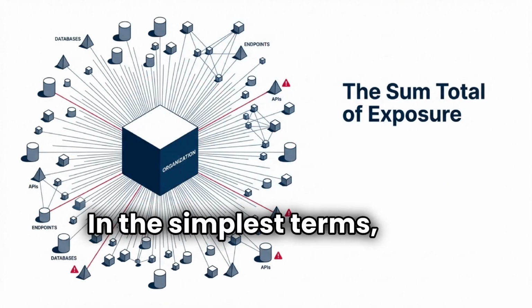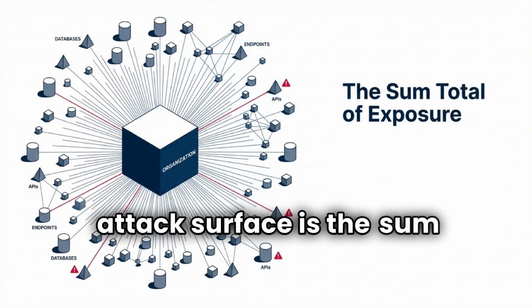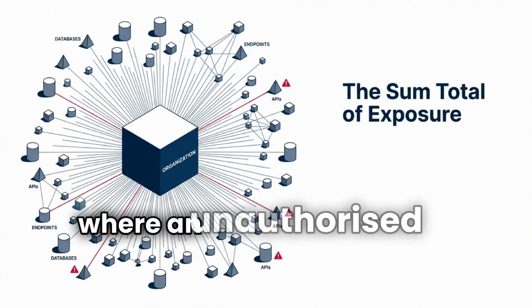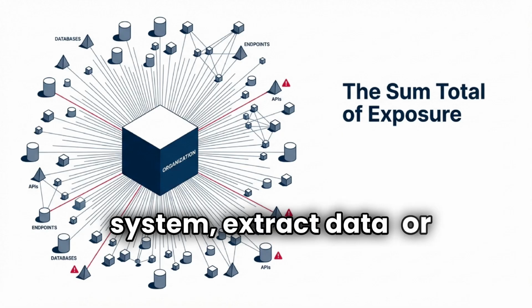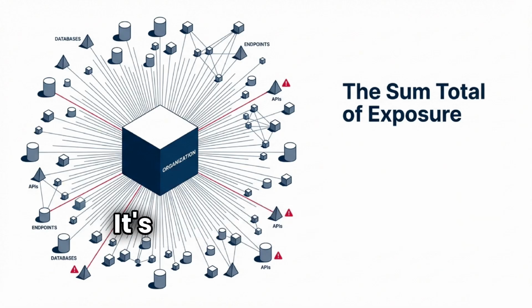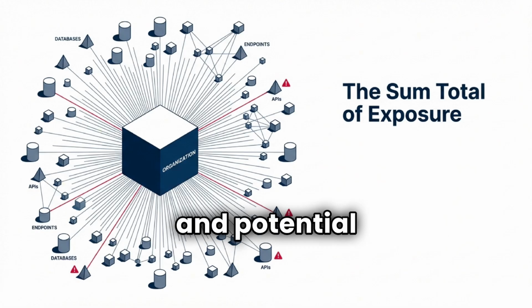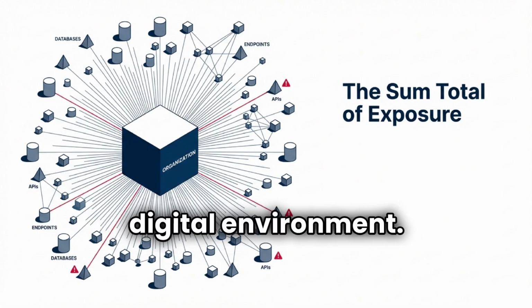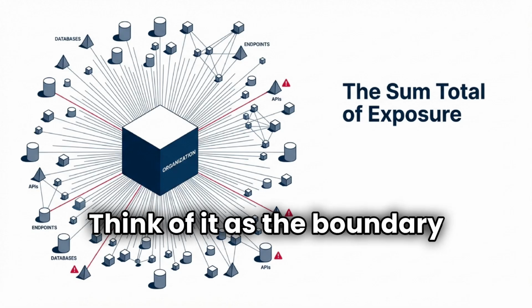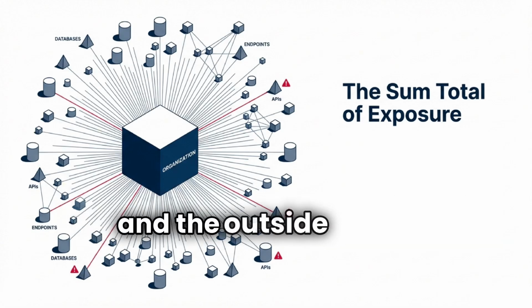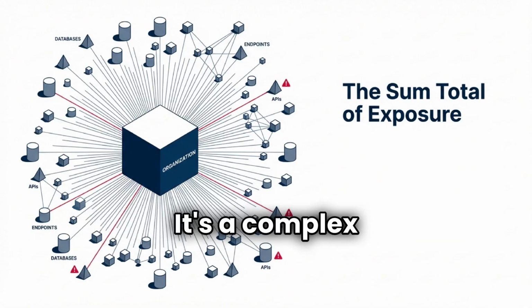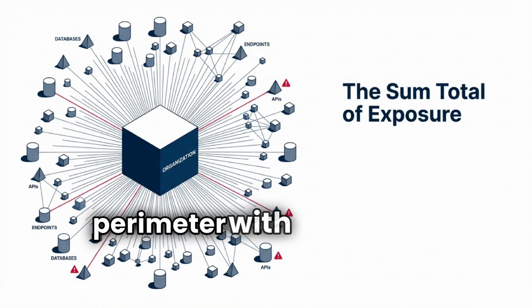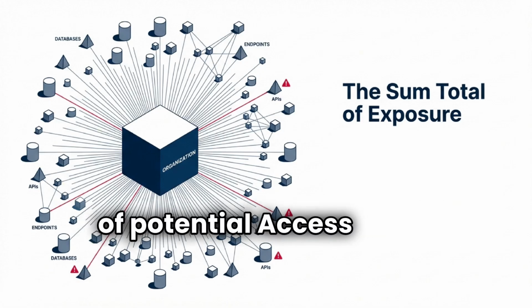In the simplest terms, your attack surface is the sum total of all the points where an unauthorized user could try to enter your system, extract data, or cause damage. It's every door, window, and potential entry point into your digital environment. Think of it as the boundary between your organization and the outside world. But it's not a simple wall, it's a complex, multi-dimensional perimeter with thousands of potential access points.